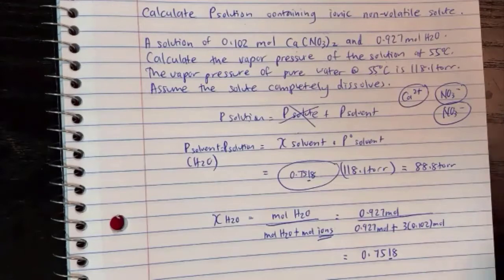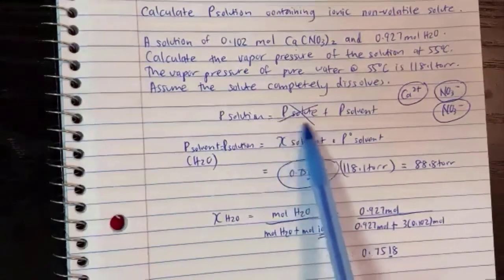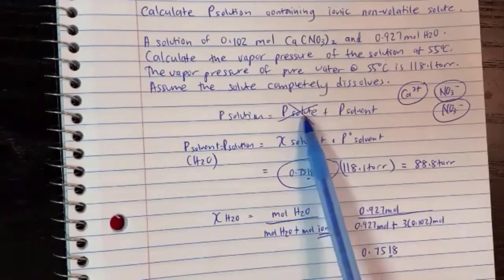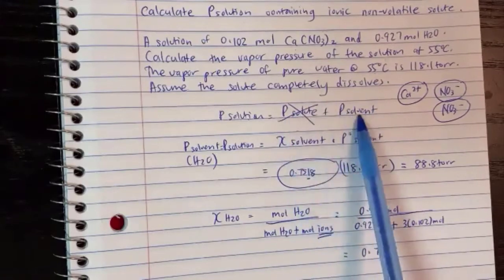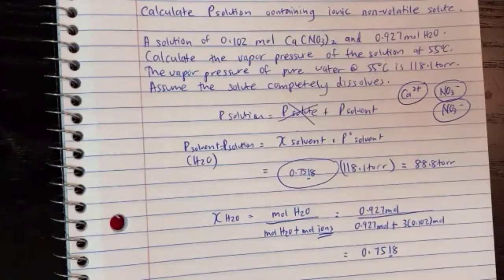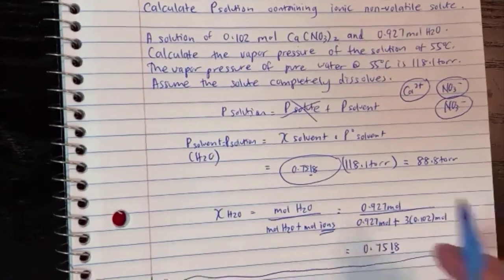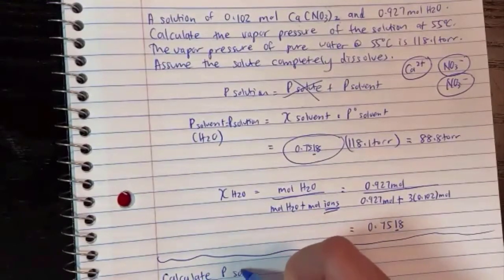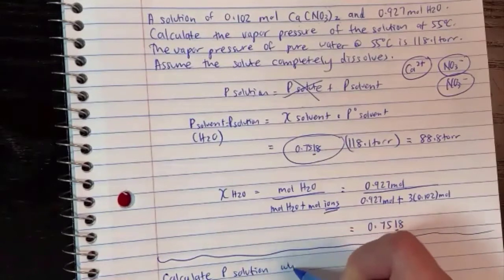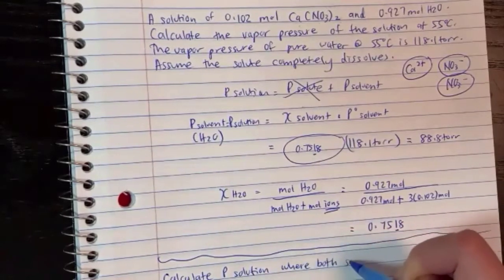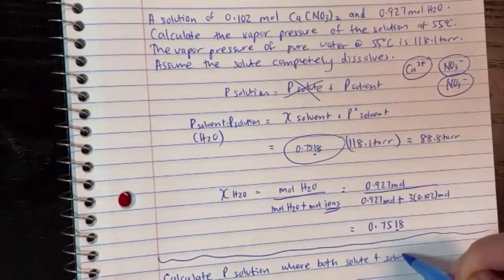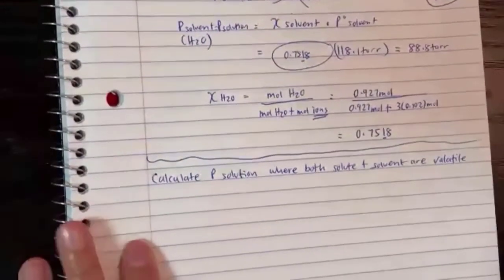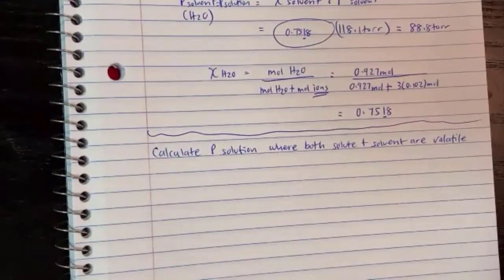So we already did the two types of problems where the solute doesn't turn to gas, right? How about we do one where now the solute turns to gas and the solvent turns to gas? You need to do both portions of it, okay? So we're going to do an example of that. Now, we're going to calculate P of solution where both solute and solvent are volatile. Both of them will turn to gas.